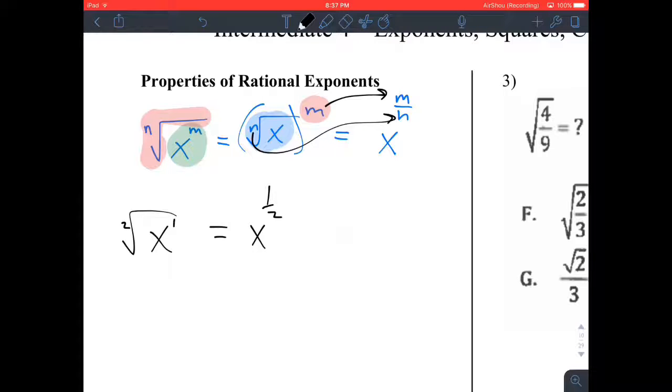If you had something like the cubed root of x and you wanted to write it using rational exponents, it's going to be x to the 1/3. 1 is implied as the exponent.